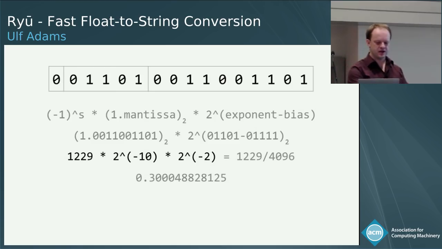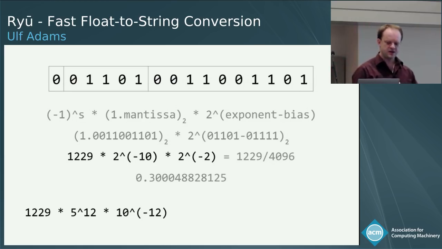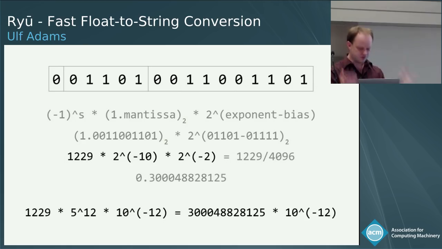So the main computations we had was 1,229 times 2 to the power of minus 10 times 2 to the power of minus 2. And E2 in this case is minus 12. So that's exactly the case we wanted to talk about. So we multiply by 5 to the power of 12 times 5 to the power of minus 12. And now 5 to the power of minus 12 and 2 to the power of minus 12 combine into a nice decimal base. So we only have to compute 1,229 times 5 to the power of 12, and we get exactly this number here. And this is not coincidence, right?